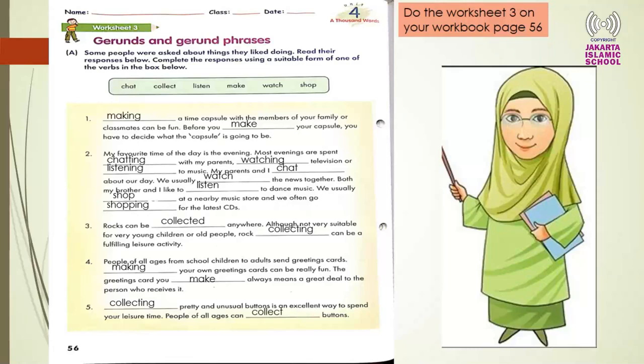Alhamdulillah, we finished the activity part A. Now we are going to continue to the next page, part B. Are you ready? Yes. Now let's go to the next page.